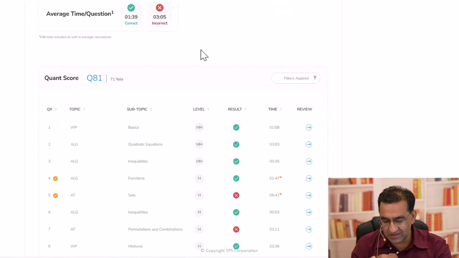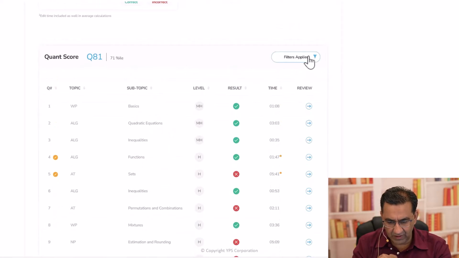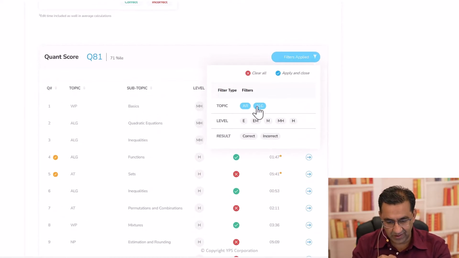Now, where is it that this person needs help with regards to hard questions? This is where we provided this detailed view, and we've given you the power of filters where you can go and see where you faltered. So let's look at arithmetic. Let's look at just hard questions. We know this is the area.